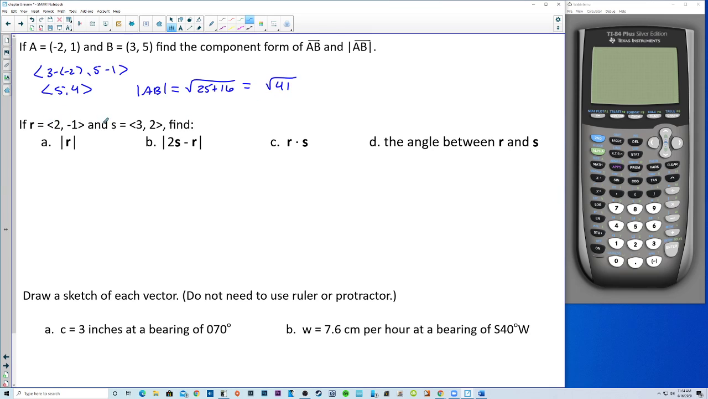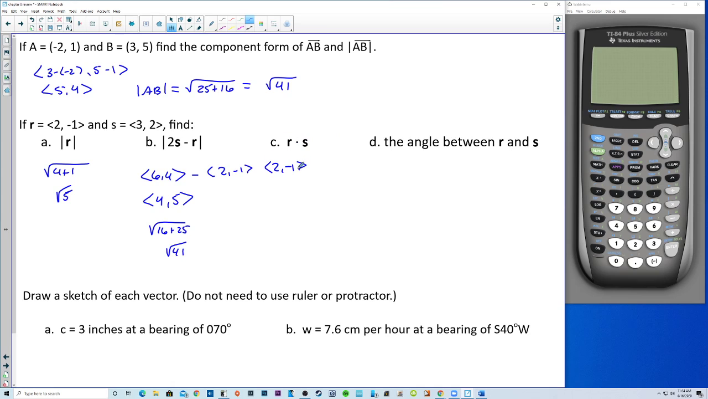If r is 2, negative 1, and s is 3, 2, find the magnitude of r. That's the square root of 4 plus 1, square root of 5. Find the magnitude of 2s minus r. Well, let's get 2 times s, which is 6, 4, and minus 2, negative 1. Now we're going to subtract the x's. That's 4, and 4 minus negative 1 is 5. And if we're going to find the magnitude of that, it's the square root of 16 plus 25, again we get the square root of 41.